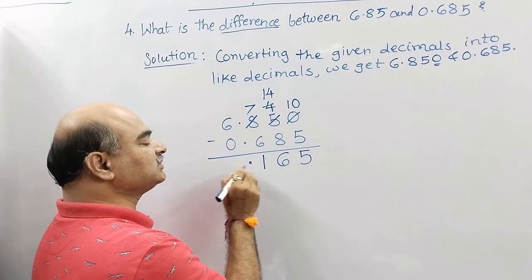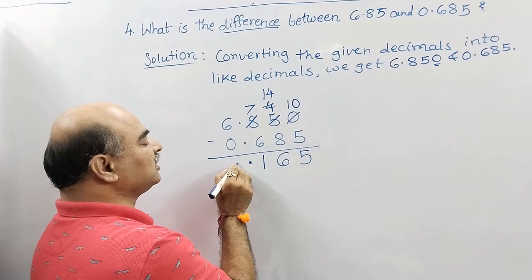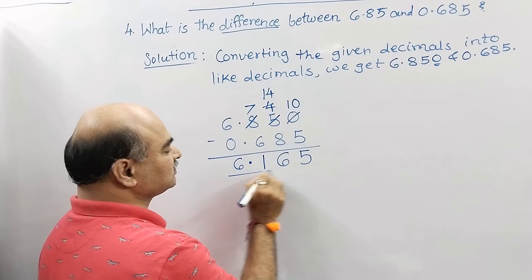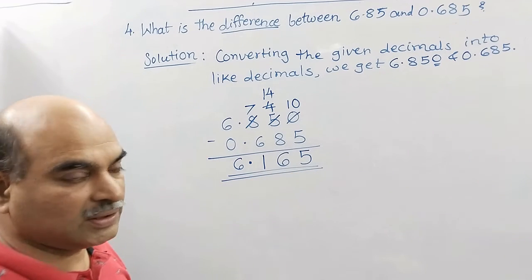The place of the decimal point stays as it is. 6 minus 0 is equal to 6. So here we get the answer 6.165.